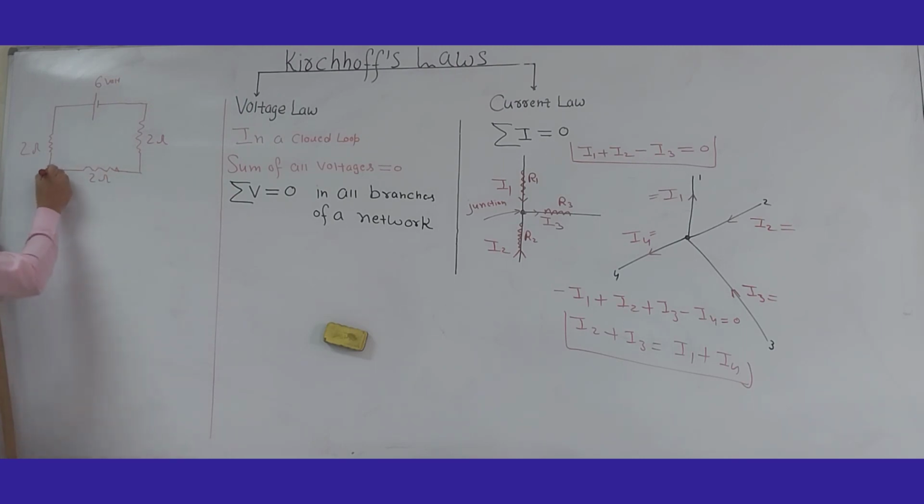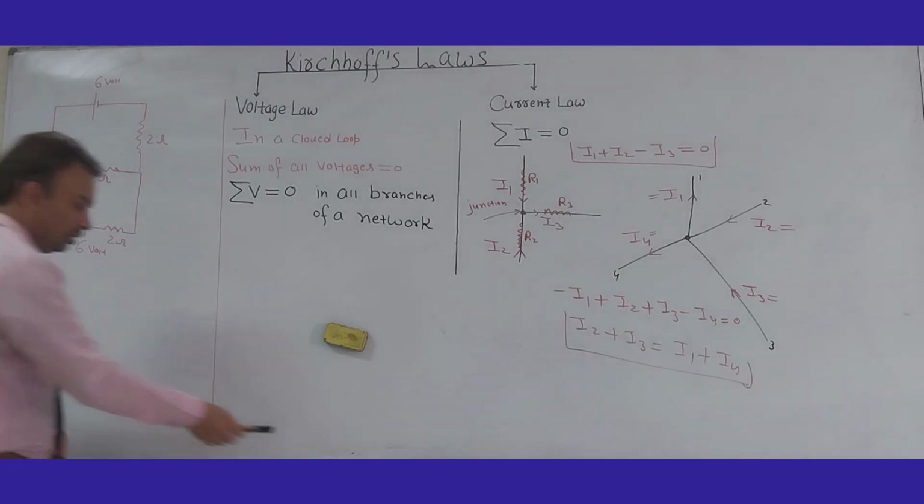And we have one more battery, again a 6-volt battery, and we have a resistance here, and this is also 2 ohm, and this battery is of 6 volt, right? So we have 2 batteries, each of 6 volt, and these resistances, each of 2 ohm, right? So how to solve, how to find out the current flowing in different branches?